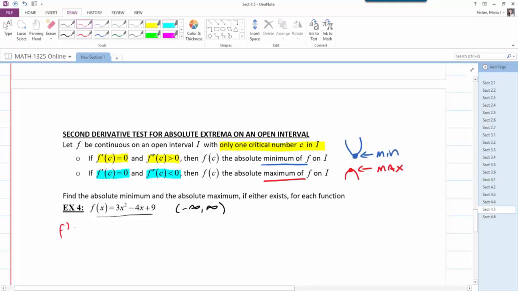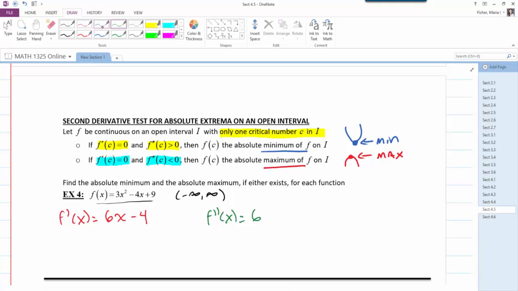So the first thing I do is find the first derivative. Well, the first derivative here is 6x minus 4. Then I find the second derivative. Well, my second derivative is 6. Then I need to find the critical numbers. So I just need to figure out where this is equal to 0. So 6x minus 4 equals 0. So 6x is equal to 4, and x is equal to 4 over 6, which reduces to 2/3.